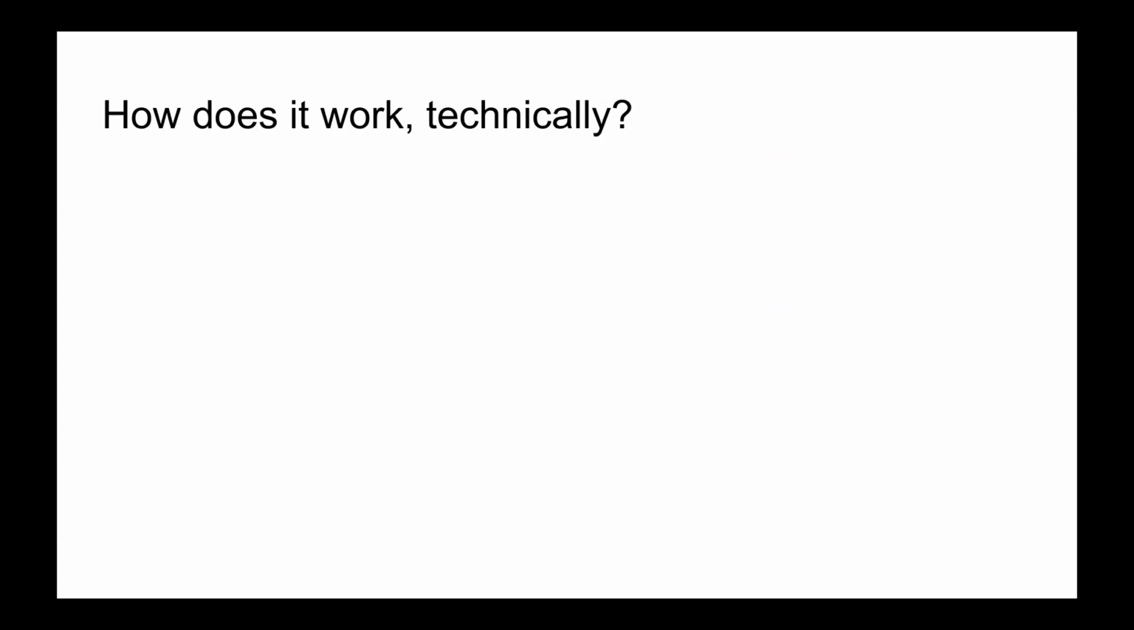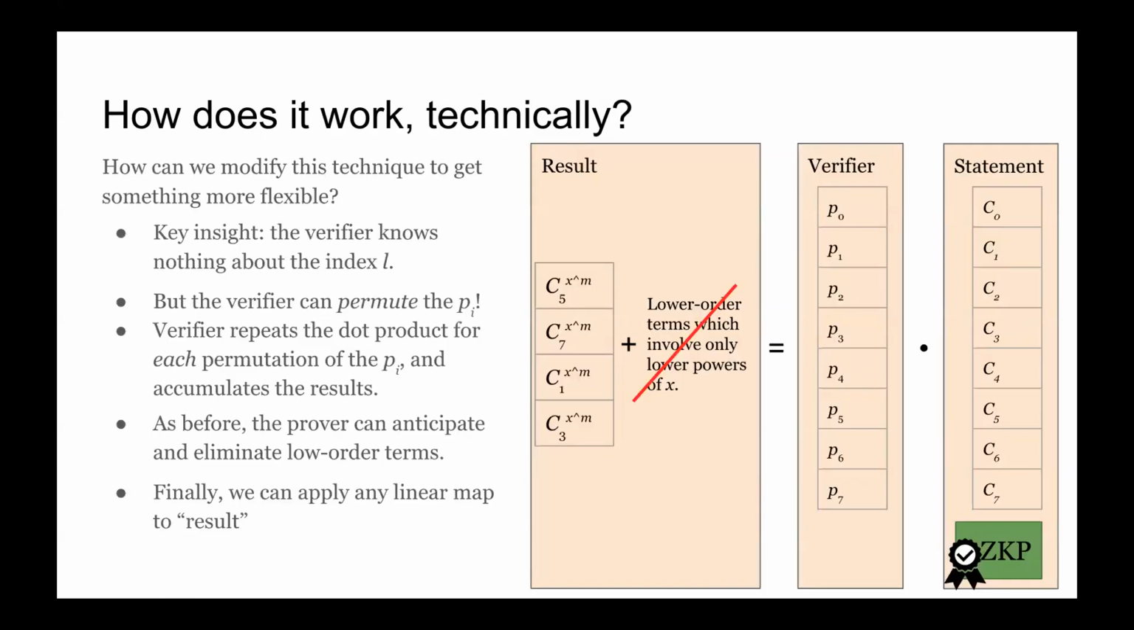Can I ask a question here? Sure. So here, when you get these C5, C7, C1, C3, do you prove that their sum is going to be a commitment to 0, or can you prove some other things?